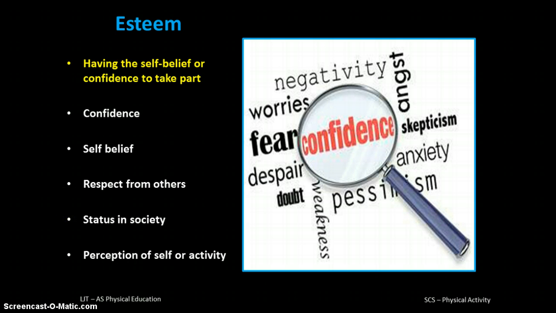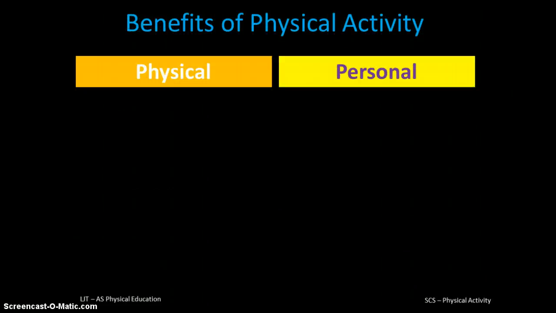So esteem looks at confidence, looks at self-belief, respect from others. If people don't look at you with positivity, if you're a disabled person and you wish to take part in activity and you get disrespect from people, that might be a factor that stops you or drives you on. Your status in society and your perception of yourself or the activity. I shouldn't like dance because I'm a male. So these are factors that might affect people's participation.